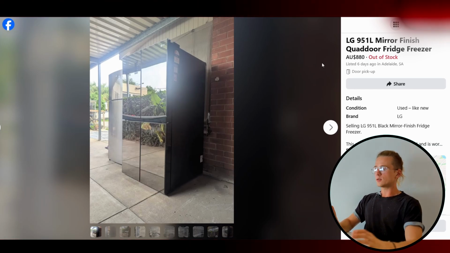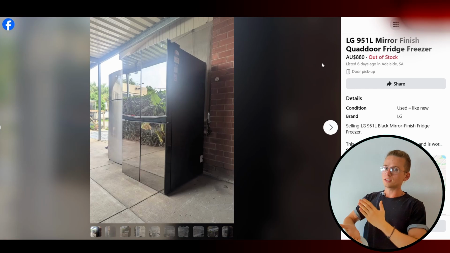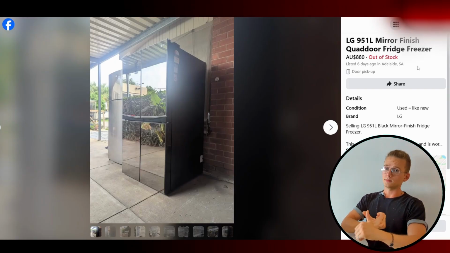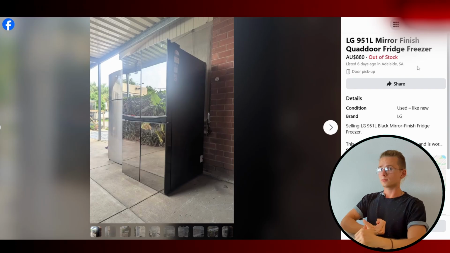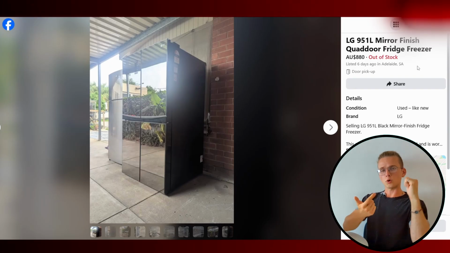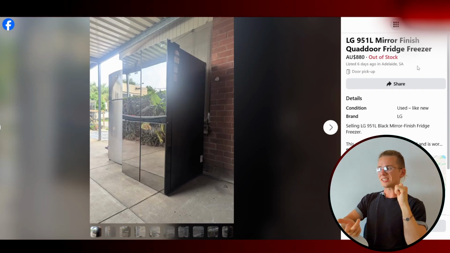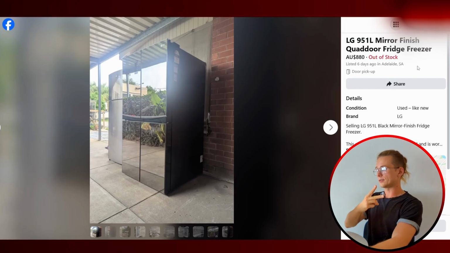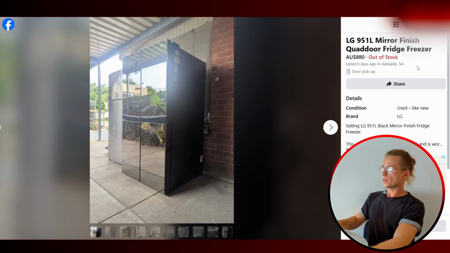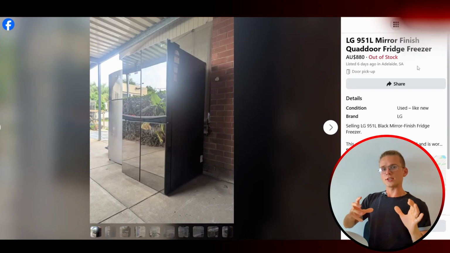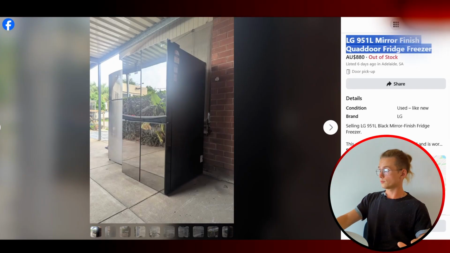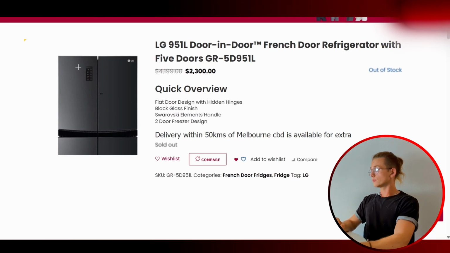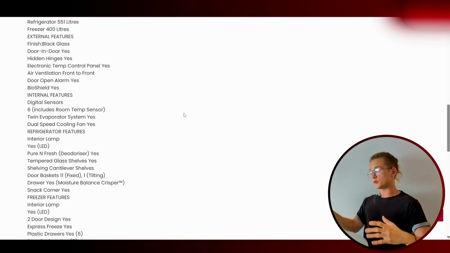However, I think what really made people click on the listing was two things in this listing. It was not the thumbnail. The thumbnail was alright, but it wasn't the thumbnail. It was one, the title, because people knew exactly what I was selling, and two, the price of that item. Let me show you how much this fridge actually costs when you buy it new. This one here is the black glass finish version, not the mirror version, but it's the same fridge.